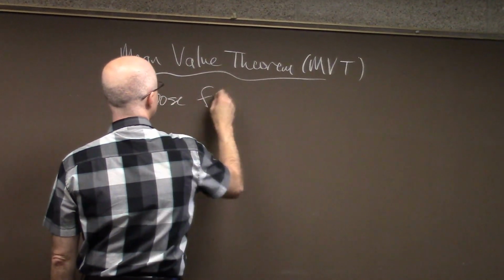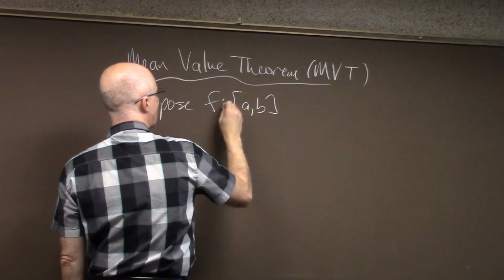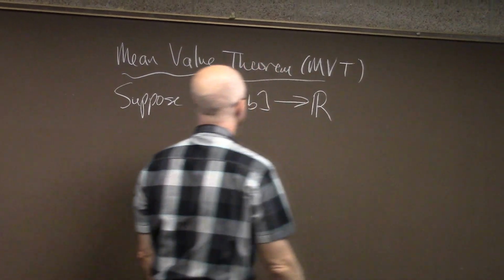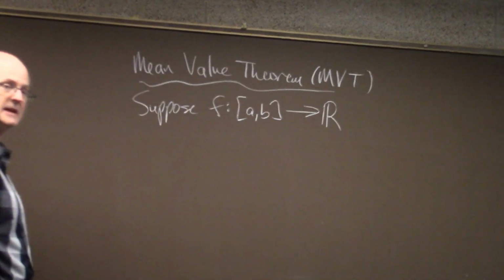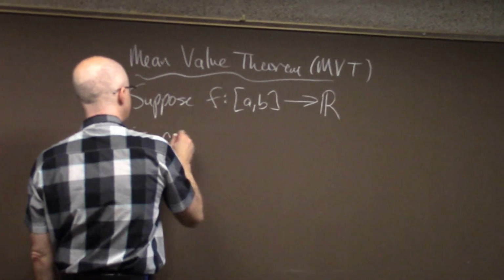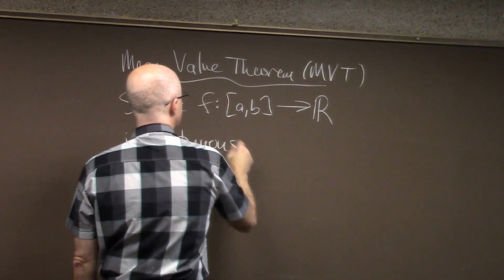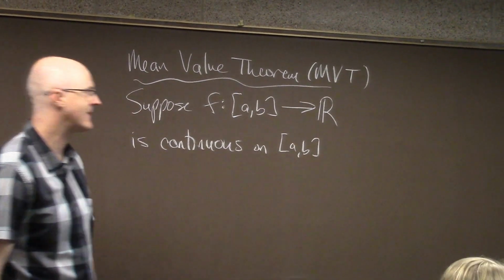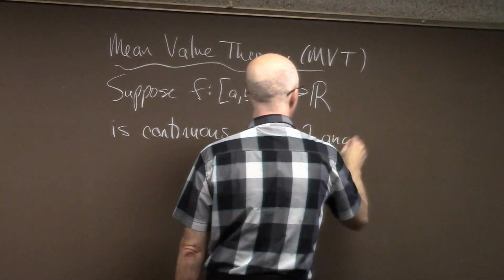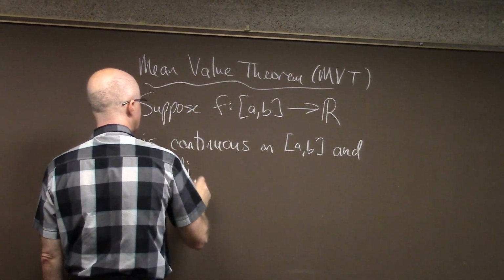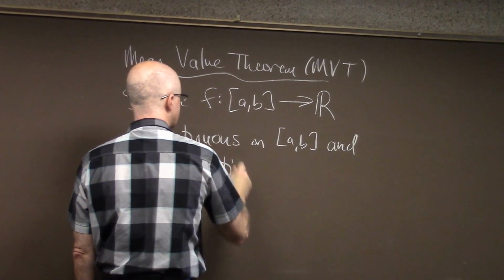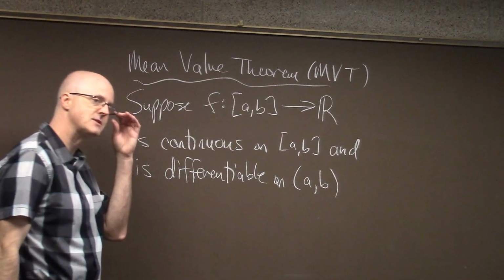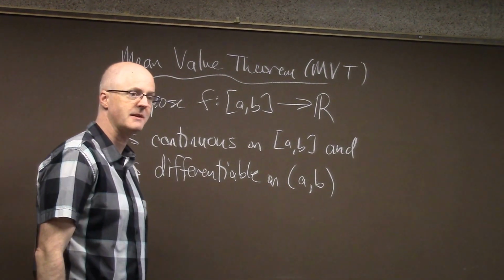Suppose you've got a function defined in a closed interval, and here I'm going to go ahead and use interval notation like the book does to emphasize that we're defined in some closed interval, and we're going to assume f is continuous on the closed interval. And since this is chapter 4, there must be something about derivatives here, and the next assumption is that it is differentiable, has a derivative on the open interval.